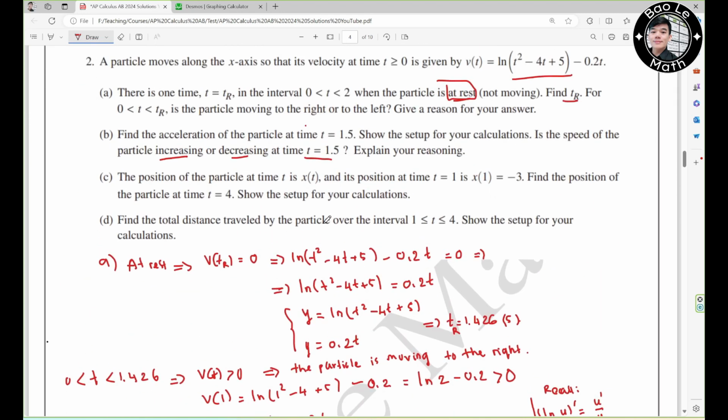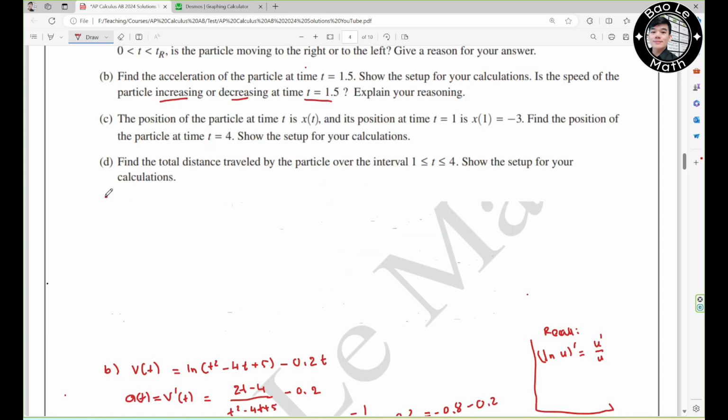Alright, let's move on to question C. The position of the particle at time t is s(t), and its position at time t equals 1 is s of 1 equals negative 3. Find the position of the particle at time t equals 4. Now we need to use the fundamental theorem of calculus. So we have the integral from 1 through 4 of v(t) equals s(4) minus s(1). Right? When you integrate the velocity function, you get the position function.